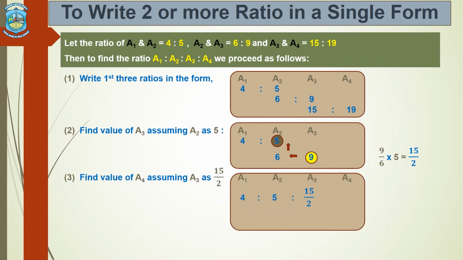In the next step we will find the value of A4 assuming that the value of A3 is 15 by 2, which we have just calculated in the above step. So we have A1 is to A2 as 4 is to 5, A2 is to A3 again as 5 is to 15 by 2. Now the initial ratio was given as 15 is to 19. In the same manner as in the above step, we will do 19 upon 15 multiplied by 15 by 2, that is 19 upon 15 into 15 by 2. 15 got cancelled, so our answer left is 19 upon 2.